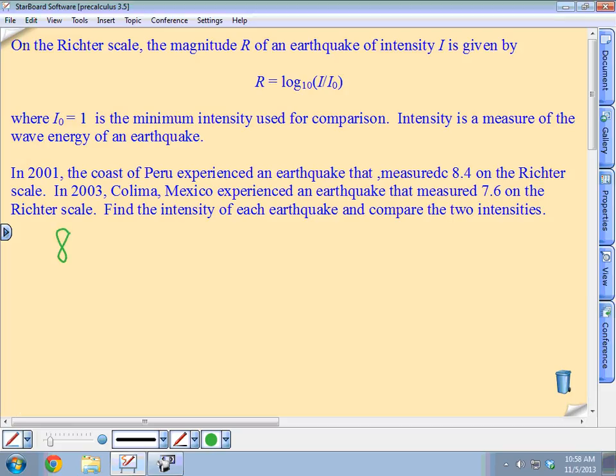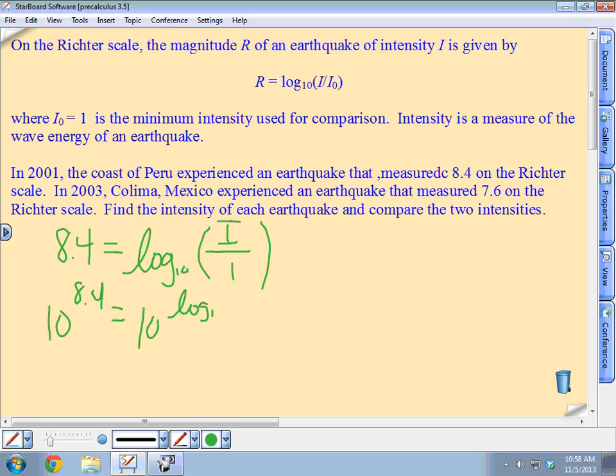R equals 8.4, equals log base 10 of I over 1. Multiply by 10, so 10 to the base 10, to the 8.4. And then you're going to be left with I, because of I over 1. And you're left with what? 10 to the 8.4 equals I.